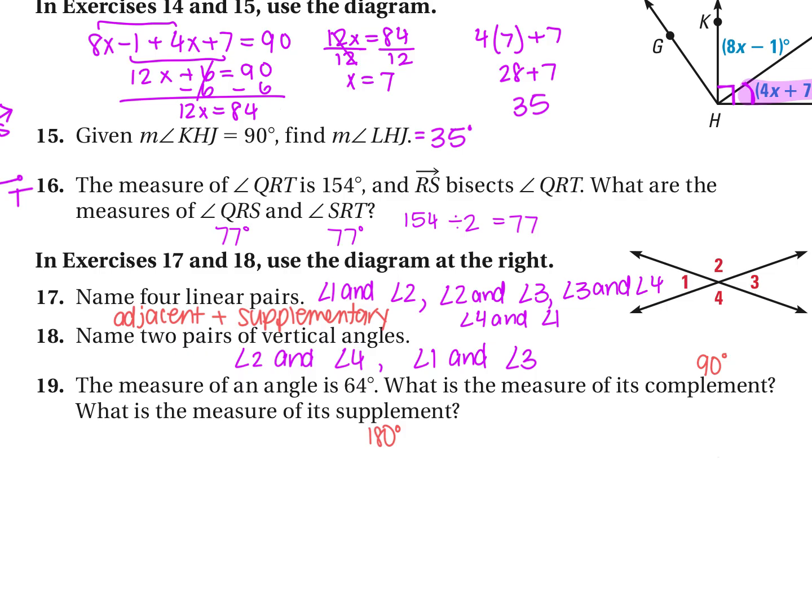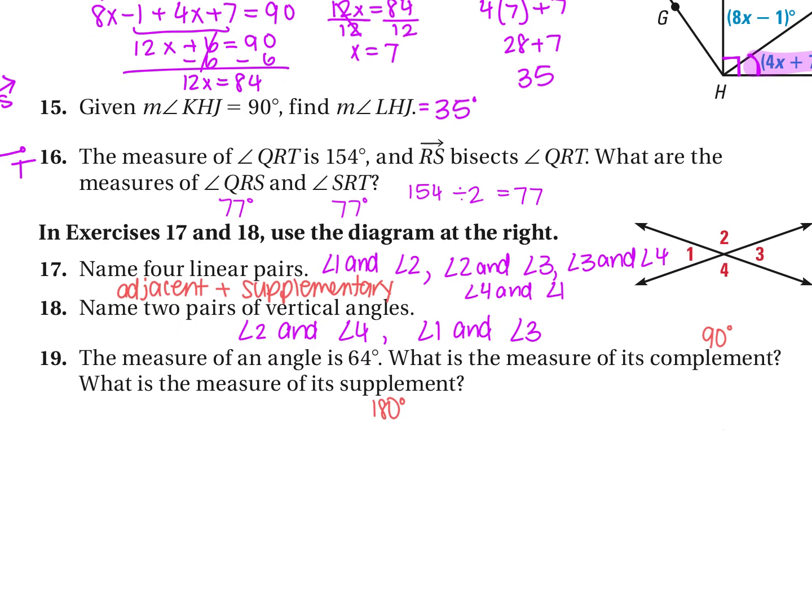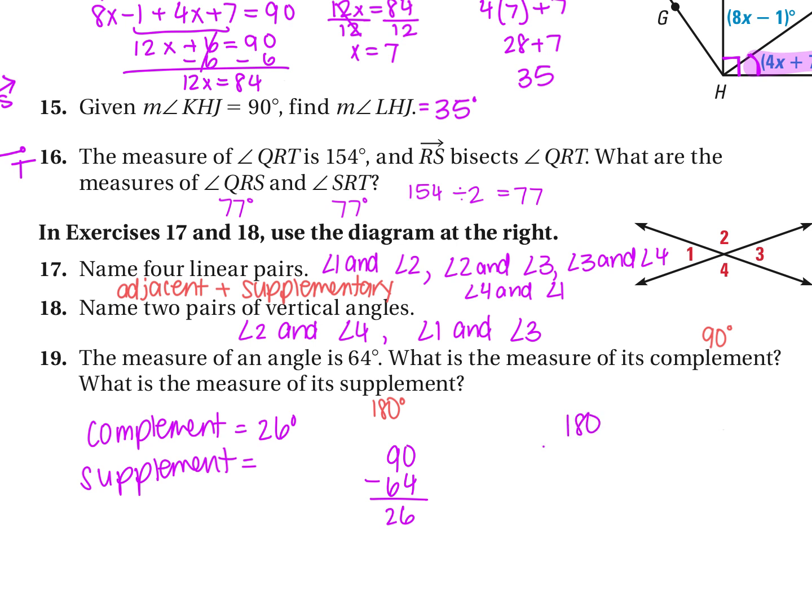So I'm going to go ahead and looking at it, all you have to do is subtract. So 90 minus 64, that's for my complement. I'm going to get 26. So I'm going to write it right here. My complement is 26 degrees. And then my supplement, or supplementary angle, okay, so 180 minus 64, I'm going to get 116.